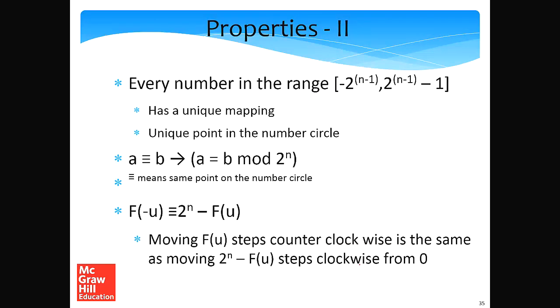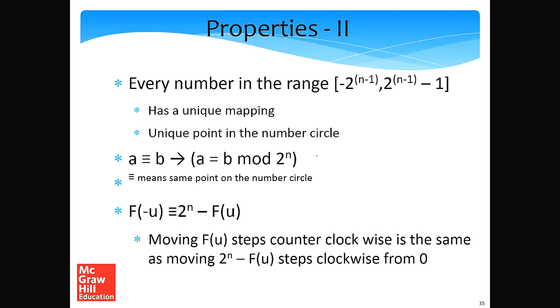Now let's look at some more properties. Every number in the range of the number system has a unique mapping, because it has a unique point in the number circle. So why is this called the two's complement system? We'll take a look at it in the next two properties.